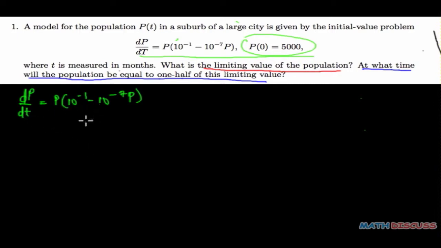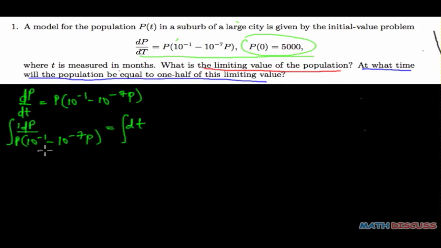To solve it, we observe that it is a separable equation. In other words, we can separate the P's on one side and the t's on the other side. So we have dP over P times (10 to the power negative 1 minus 10 to the power negative 7 times P) equals dt. Next we integrate both sides.